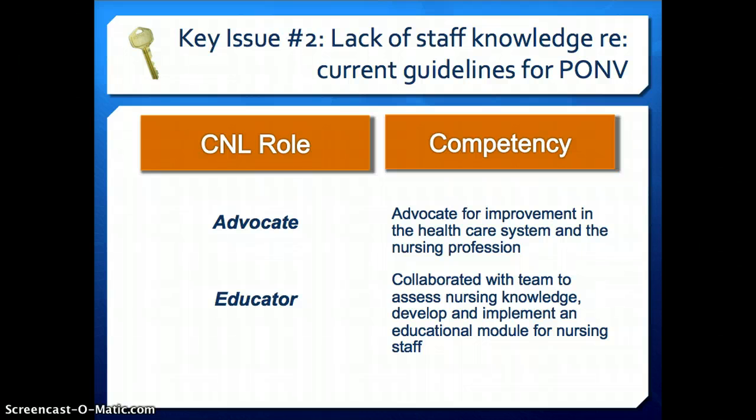In assessing the surgery center microsystem, key issue number 2, a lack of staff knowledge regarding current guidelines for the treatment and management of PONV, was identified. In addition to being a patient advocate, there was a need to advocate for improvement in how our healthcare system provided care and elevation of the nursing staff's delivery of care based on current guidelines.